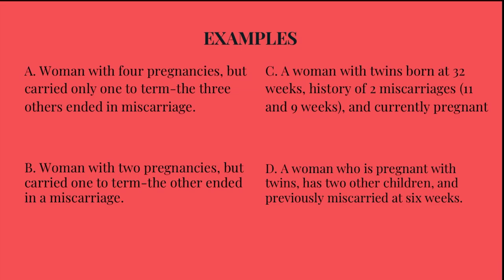Example D, a woman who is pregnant with twins has 2 other children and previously miscarried at 6 weeks. So her GPA will be a G4 since she is pregnant with twins, 2 other children, and she previously miscarried at 6 weeks. G4P2A0.